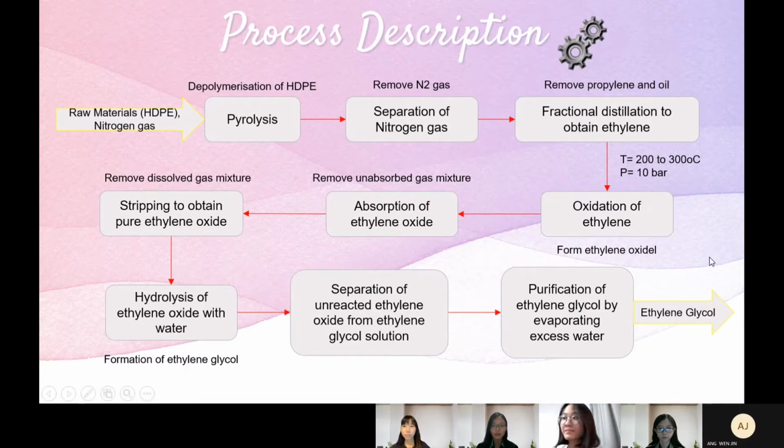Next, the impure aqueous ethylene oxide enters a stripping column to remove the remaining gas fraction dissolved in water by steam. The pure aqueous ethylene oxide then enters a packed bed reactor to undergo hydrolysis with water under high temperature and pressure. The products formed are ethylene glycol and water. The ethylene glycol solution formed enters a phase separator to separate the unreacted ethylene oxide from the solution. Lastly, an evaporator is used to remove remaining excess water for further purification. Our product, ethylene glycol, is obtained.